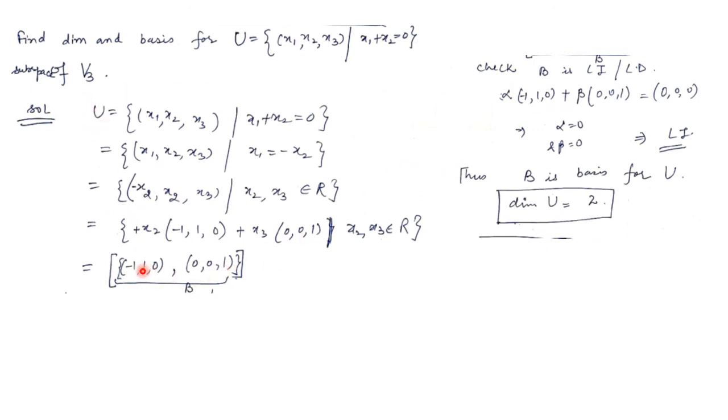And how many elements are there? 1 and 2. This is a single element of B, right? And these two are the elements of B. So therefore, the number of elements in the basis is 2. So the dimension of U is 2, and the basis is this set. We have to find the dimension and basis. This set is a basis. This inner set, not the span, only this set. This set is a basis and the dimension is 2.